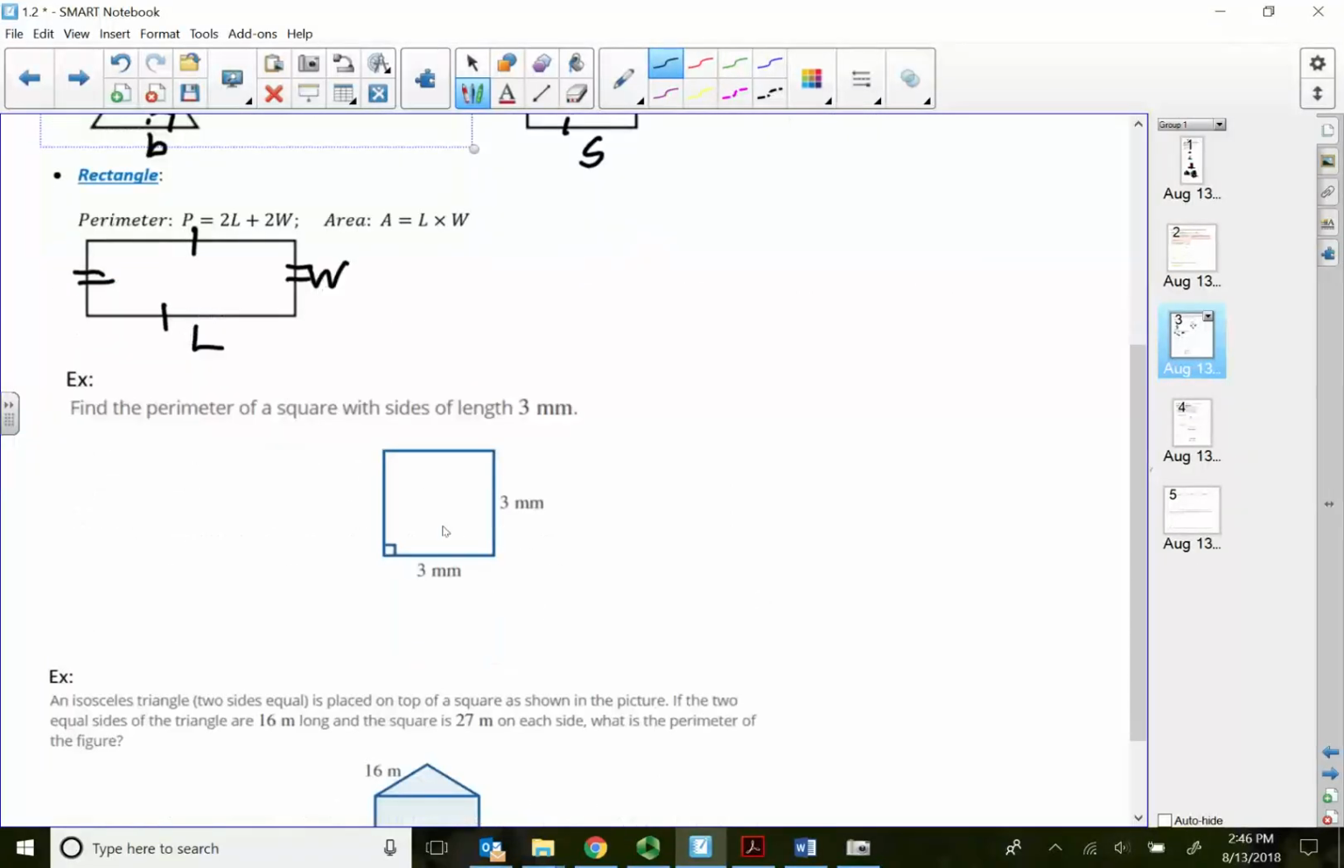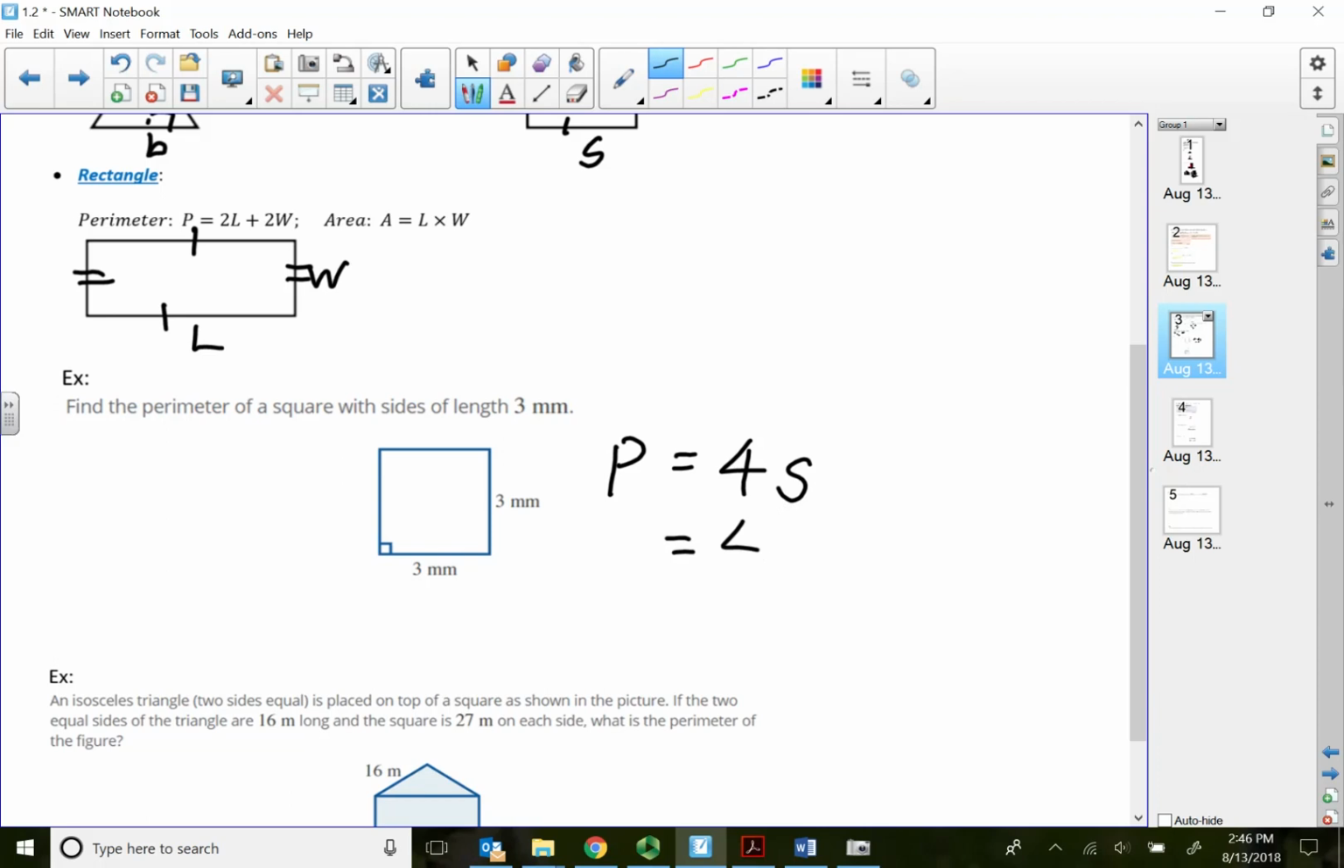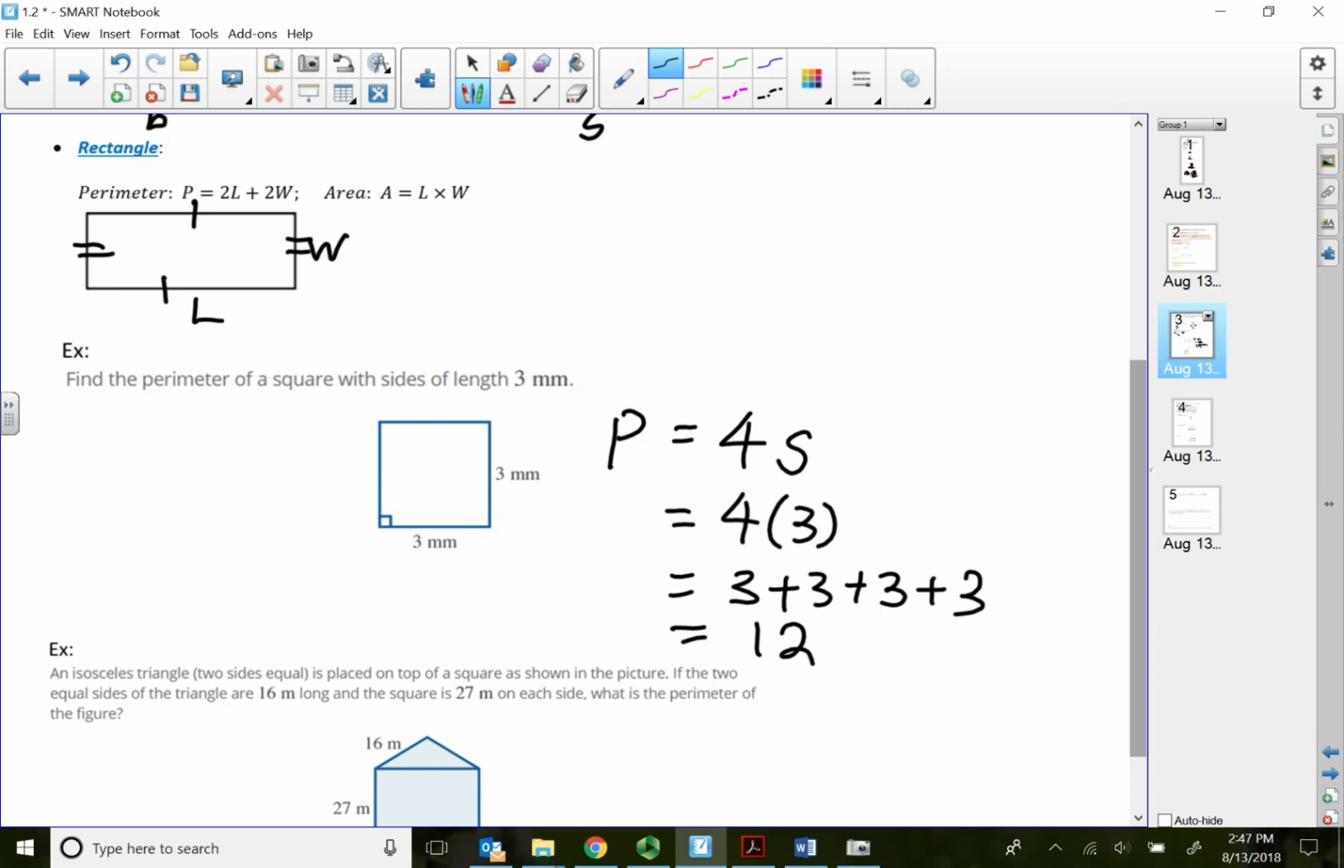So here, for example, if I have a square, find the perimeter of this square, I can just simply say perimeter is 4 times the side, which is 4 times 3. Or I can say 3 plus 3 plus 3 plus 3. Either way, my answer will still be 12. Okay. For perimeters, my units are linear, so that would just be millimeters.